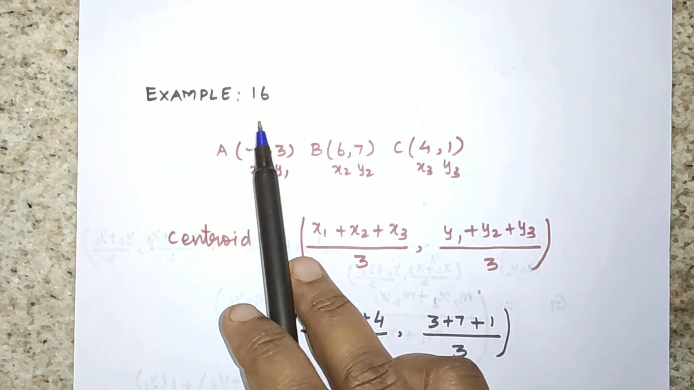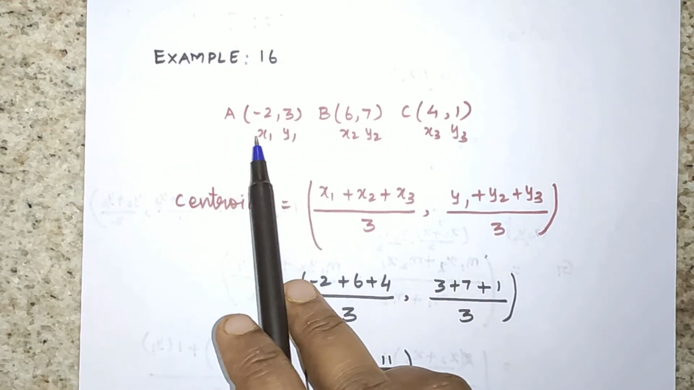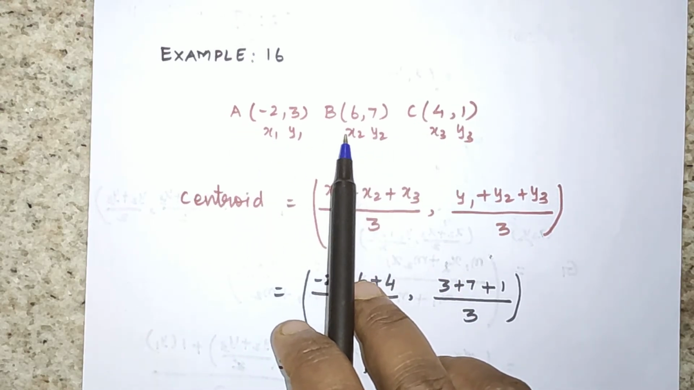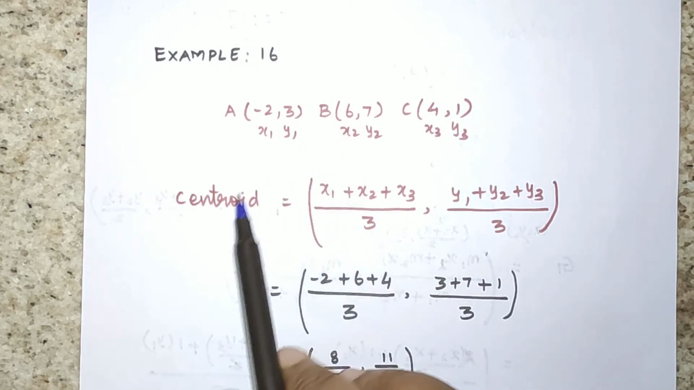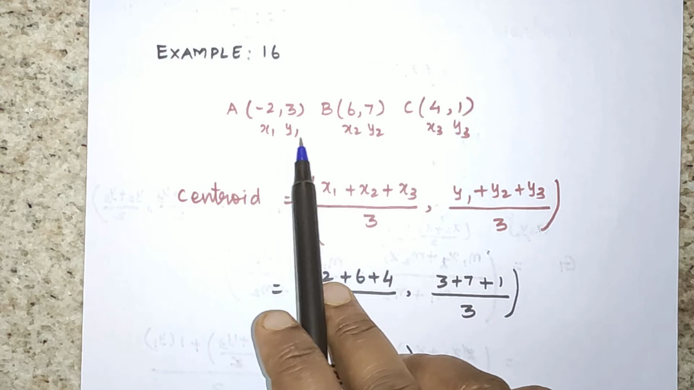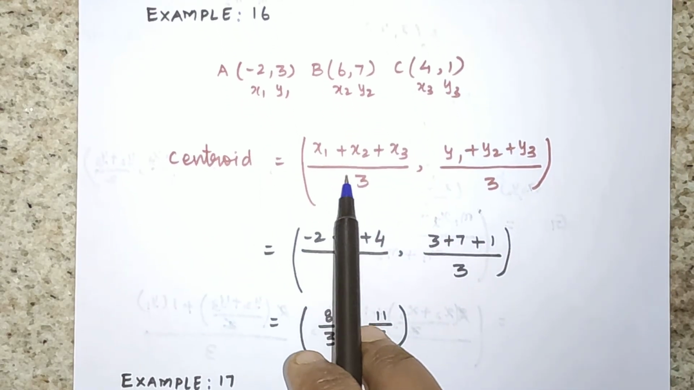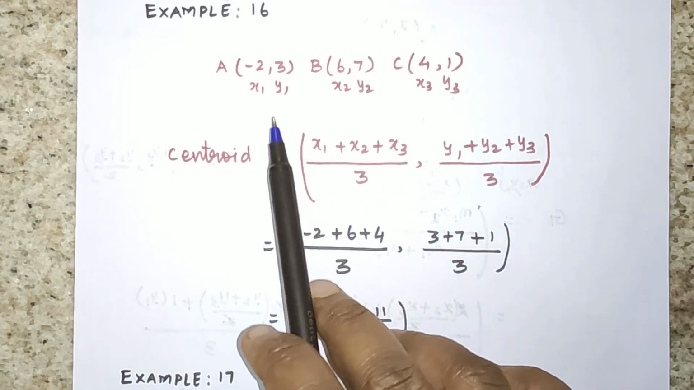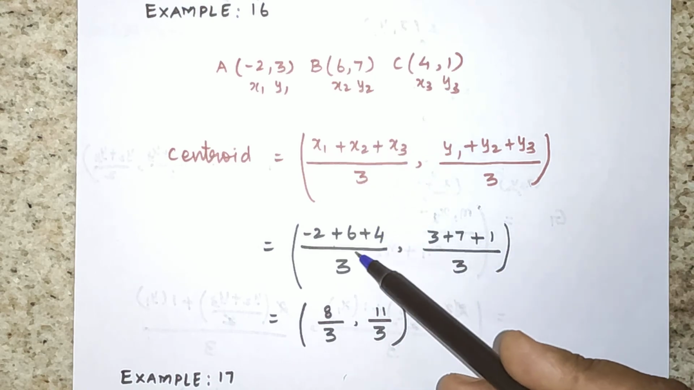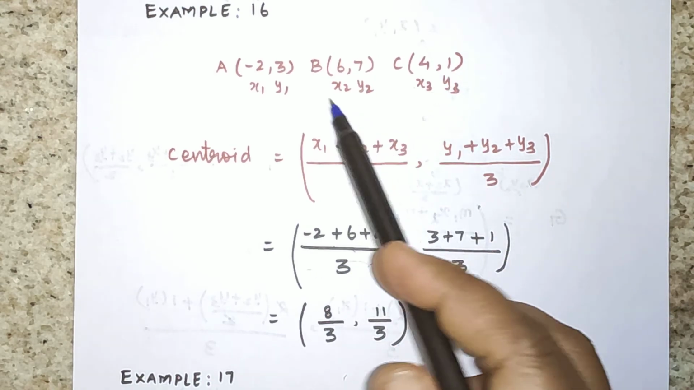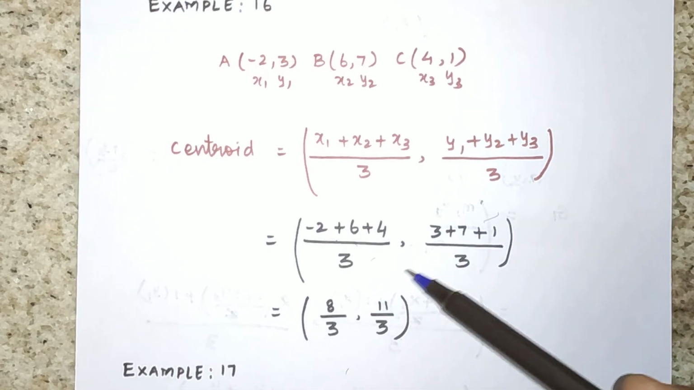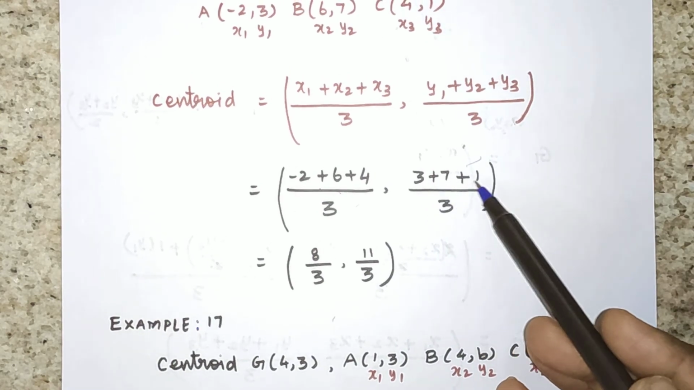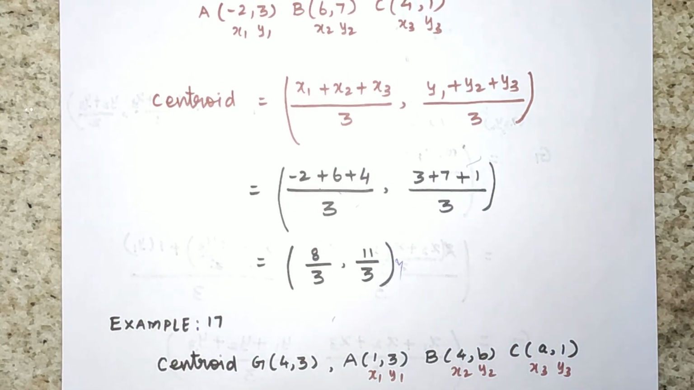So let us see an example in the centroid section. Example 16: in this question they gave A, B, C vertices of a triangle, and we have to find the point of intersection of medians, that is nothing but the centroid. So you keep these as (x1, y1), (x2, y2), (x3, y3). Then the formula is (x1 plus x2 plus x3) by 3, comma (y1 plus y2 plus y3) by 3. Now substitute the values: (minus 2 plus 6 plus 4) by 3, comma (3 plus 7 plus 1) by 3. So 4 plus 6 means 10, 10 minus 2 means 8 by 3, comma 10 plus 1 means 11 by 3.